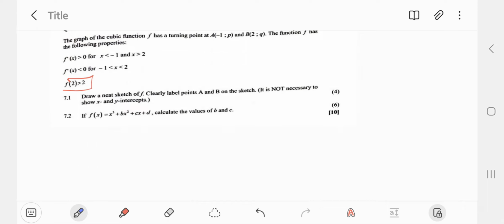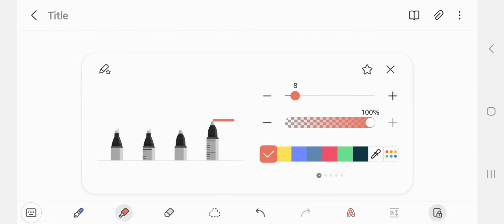All right, so 7.1 wants us to draw a neat sketch of f, clearly labeling the points A and B on the sketch, and it is not necessary to show the x-intercept and the y-intercept. So let's go. We just want to draw our axes here, so we have our axes there.